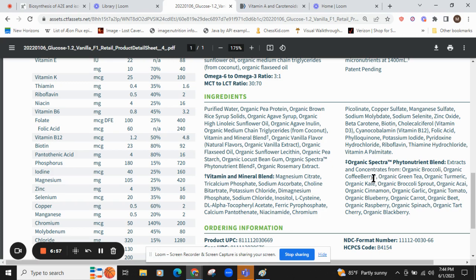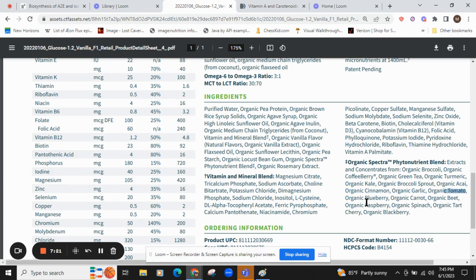So the things we definitely know are high in oxalate would be green tea, turmeric, kale sometimes, but it depends on what kind. Broccoli sprouts are not high in oxalate. They're low, but maybe if you concentrate them. I'm not sure about acai. Cinnamon is a high oxalate spice. Garlic, I don't think so. It's the amount that you consume.